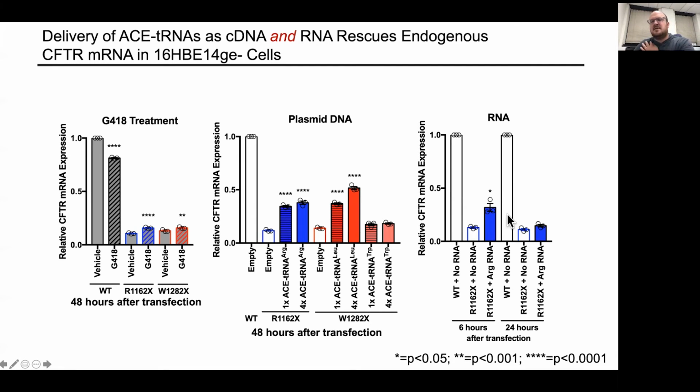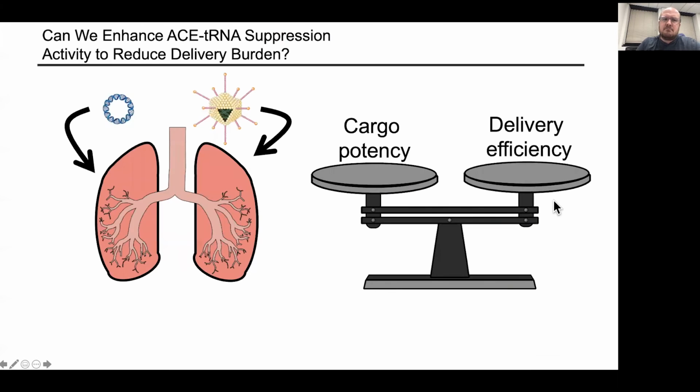And the next thing we wanted to do was to see if we can deliver our ACE tRNAs as RNA and also rescue NMD. And so looking at just in 6 hours, delivery of our arginine ACE tRNA as RNA rescued to about 30% that of wild type. However, this diminished after 24 hours. And so again, looking back at delivery, we will be delivering our ACE tRNAs to the lung as RNA, DNA, and virus. And we had the thought that if we can increase the potency of our ACE tRNAs, we wouldn't have to have such a high delivery efficiency.